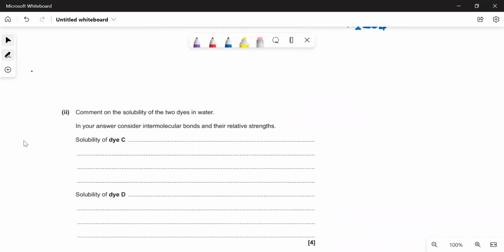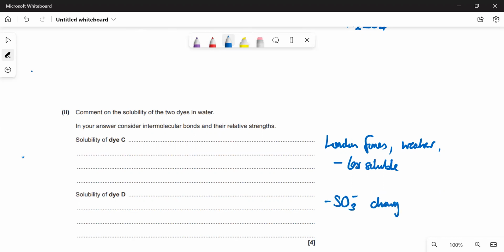Okay, so there we go, 4 marks. Okay, consider intermolecular bonds and their relative strength. Solubility of dye C. All right, I would say probably mostly London forces, and they're weaker intermolecular forces. Water doesn't form London forces very much. Okay, so it's not going to be very soluble. Solubility of dye D, well, the SO3 group is charged, so the water molecules are going to interact with that, and they're also going to be able to form H bonds to those oxygens on the SO3 group, H bonds, and they are stronger intermolecular forces, and water can form them, so it's going to be more soluble.